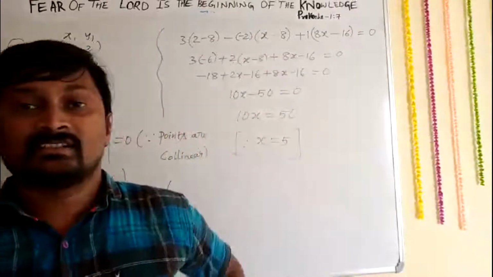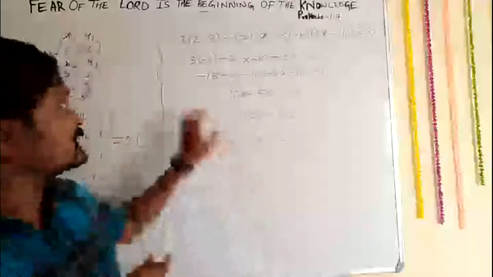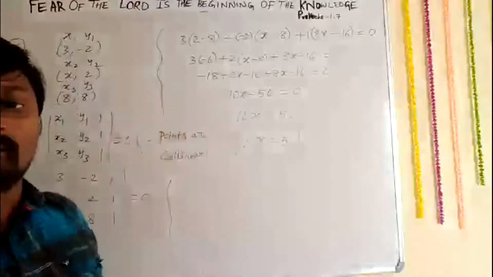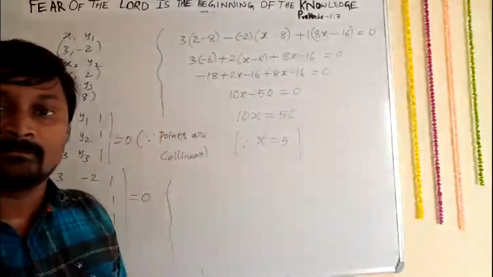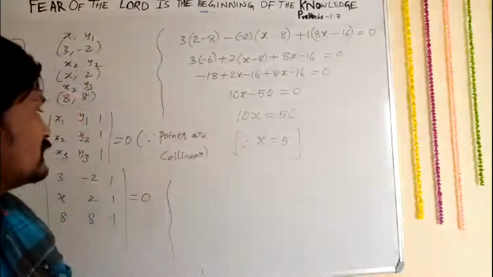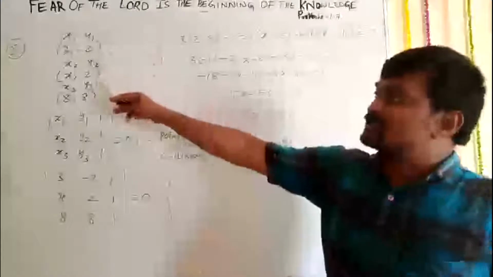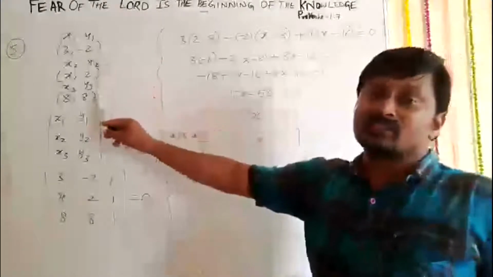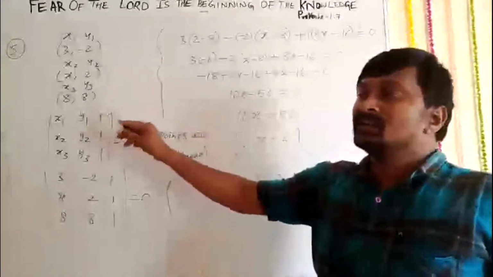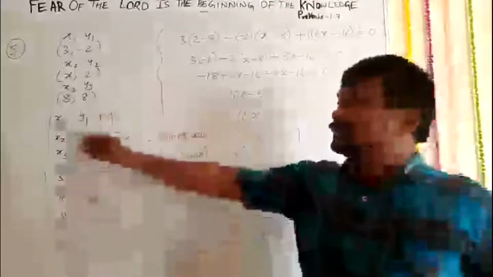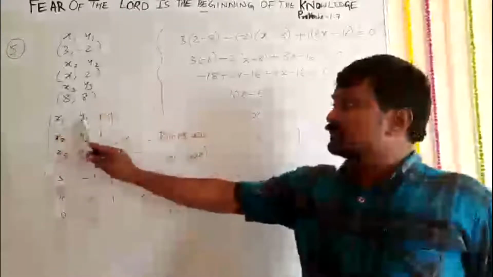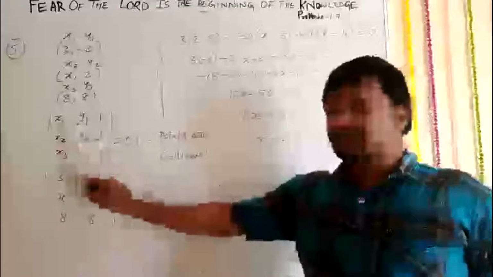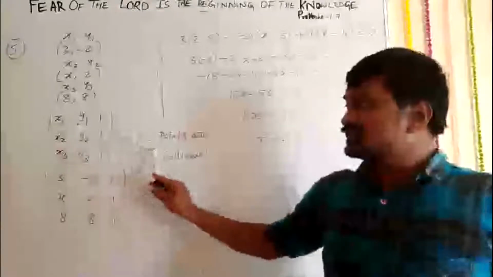You all understood this. Anyone having any doubt in this? X is equal to 5 you got? Everyone got? See again, once again, listen to this carefully, everyone. This is 3 points given. They said that the points are collinear. Find x value. So now you already know the formula. It is x1 y1 1, x2 y2 1, x3 y3 1. Determinant is equal to 0.